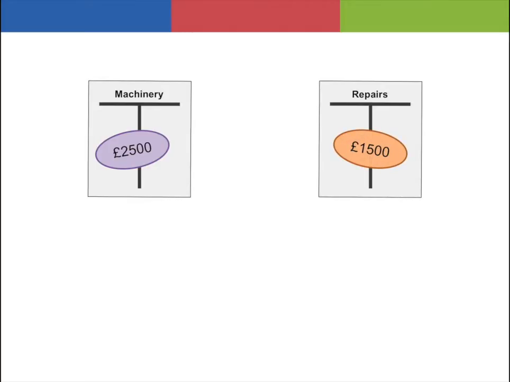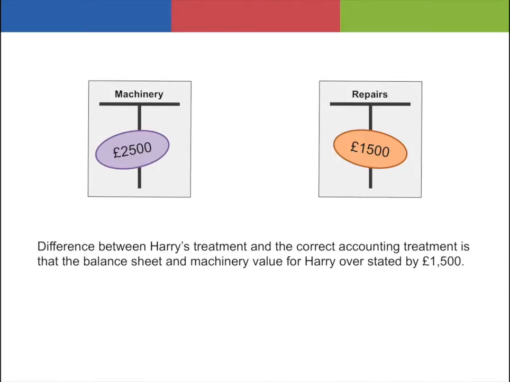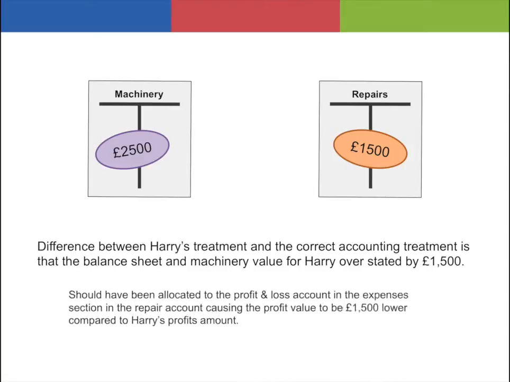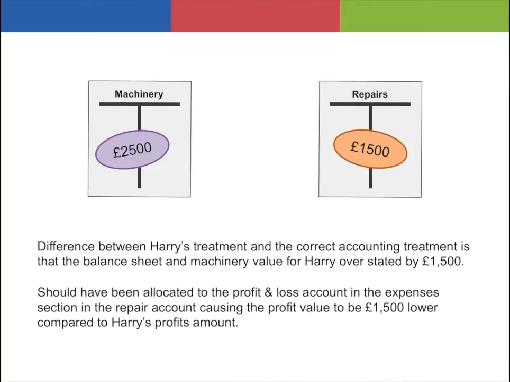The difference between Harry's treatment and the correct accounting treatment is that the balance sheet and machinery value for Harry was overstated by £1,500. Instead, this should have been allocated to the profit and loss account in the expenses section in the repairs account, causing the profit value to be £1,500 lower compared to Harry's profits amount, which was overstated by the same amount.